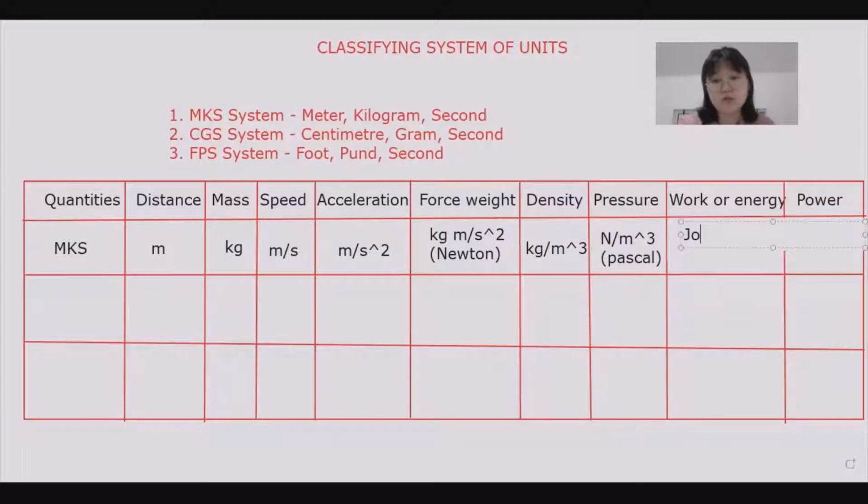Work or energy will be joule, or you can make it as Newton meter, or kilogram meter square per second square. For power, there is watt, or you can make it as joule per second, or kilogram meter square per second cubic.